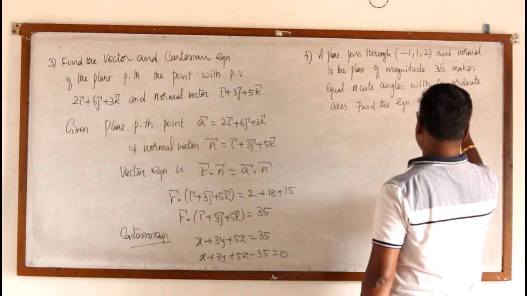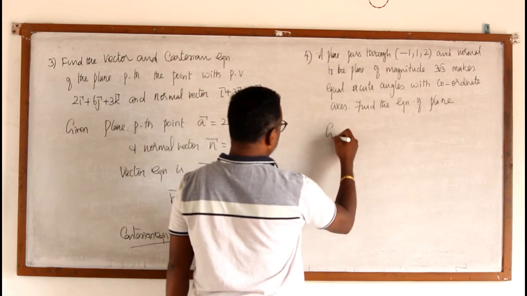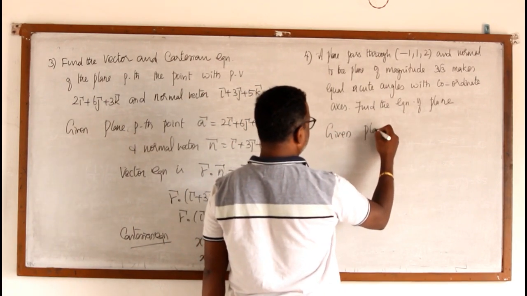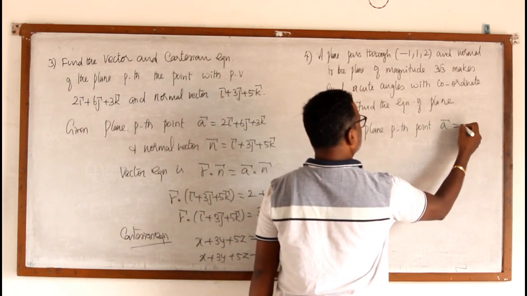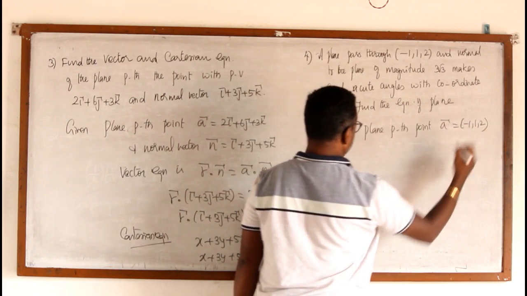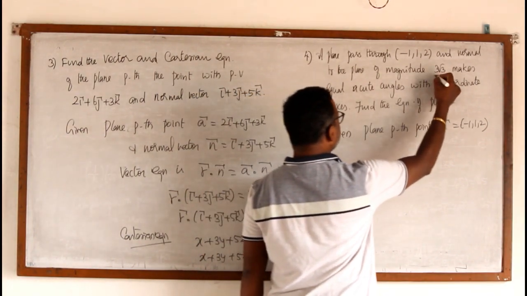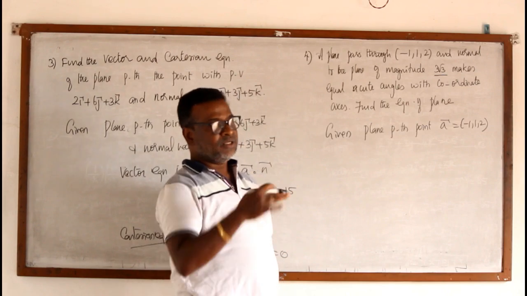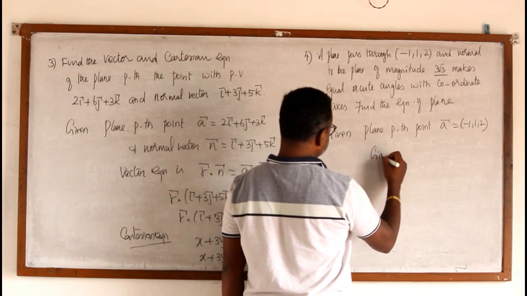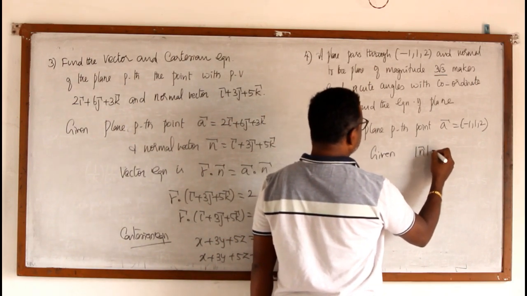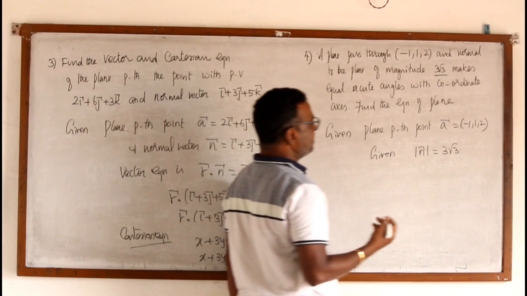Now, listen here. The plane passes through a point, so the point is very clear. The given plane passes through point A vector equal to (-1, 1, 2). So a point is there, and I need a normal vector. For that normal vector, the magnitude is given, but the direction is not given. So I have to find the direction vector. Modulus of n vector is 3 root 3. That is given. So I must find only the direction.